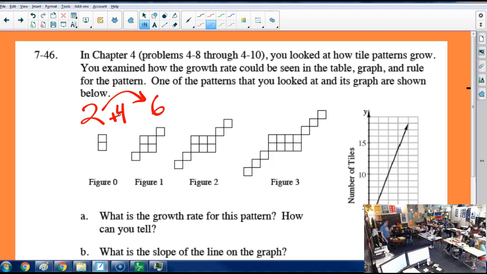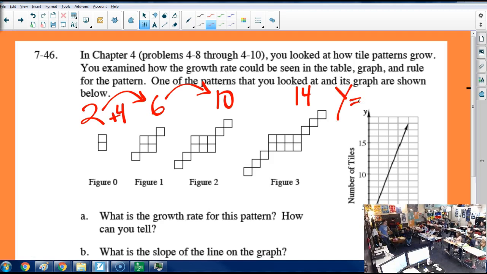So then we started checking. How many tiles do we have in the next set? Well, 6, 7, 8, 9, 10. Does it grow by four? Yes. We check again. It's got 14. Does it grow by four? Yes. So we then were able to graph these things, but now we're able to formalize. Go ahead.